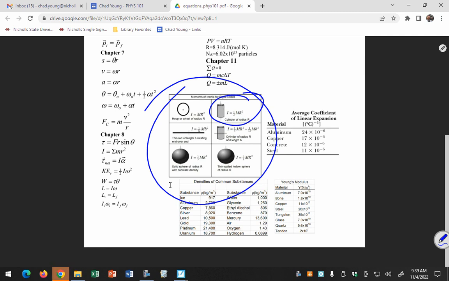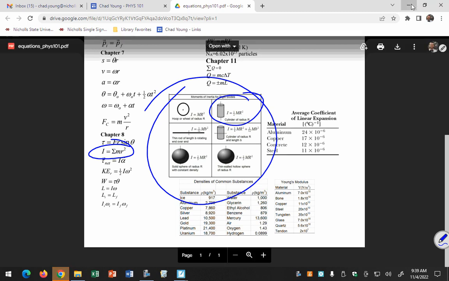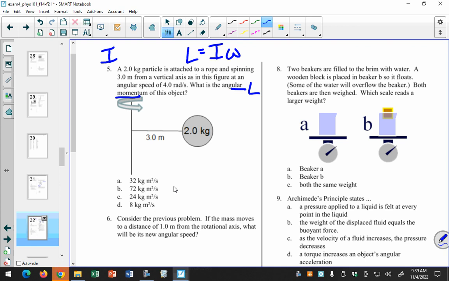But in this case, I have a particle that's rotating about an axis, and that's going to be given by that equation. That is our basic definition of what is I. So I can find the moment of inertia of this object is just going to be the sum of mr squared.